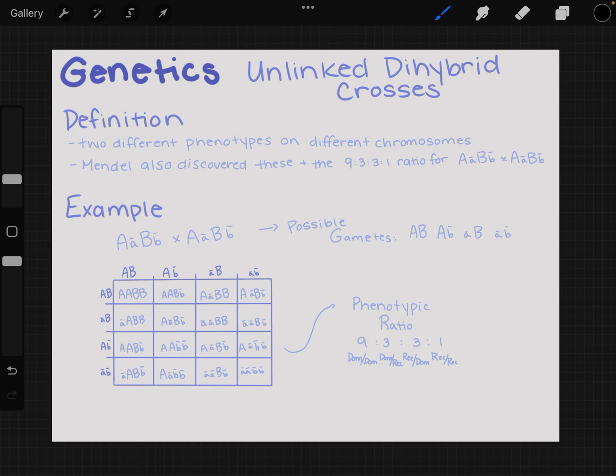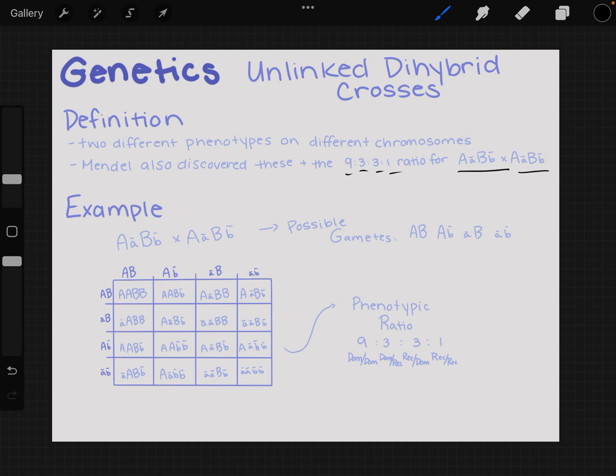Mendel also discovered these. Back to our story time, when he did the pea plants, he looked at both if they were yellow or green, as well as if they were wrinkly or smooth, and so he was able to see unlinked dihybrid crosses. The Mendelian ratio for dihybrid crosses is 9, 3, 3, 1. This is our ratio for if we are crossing 2 heterozygous individuals.